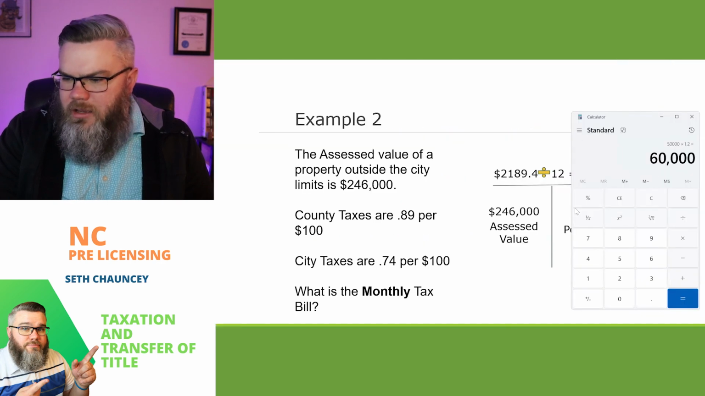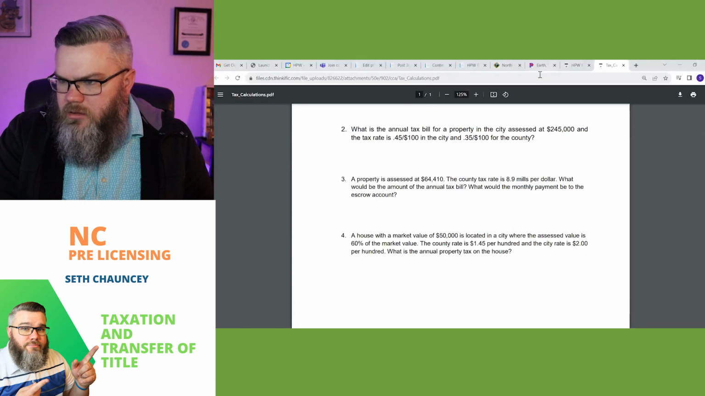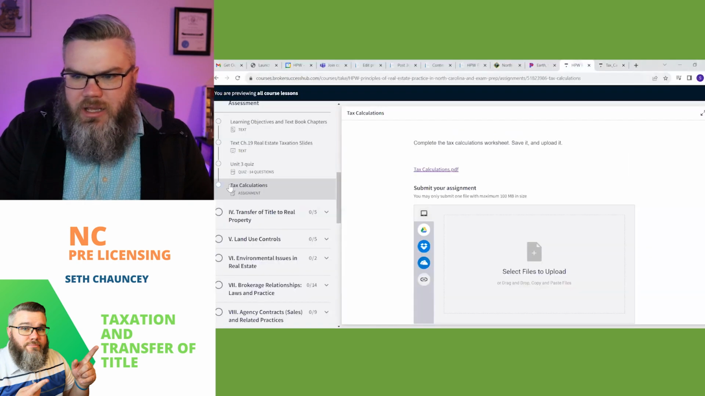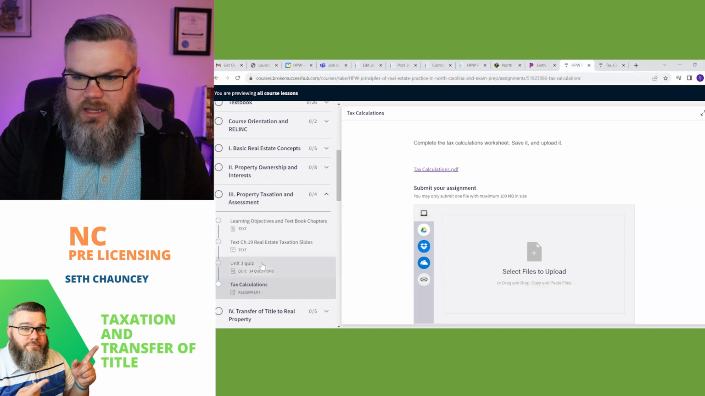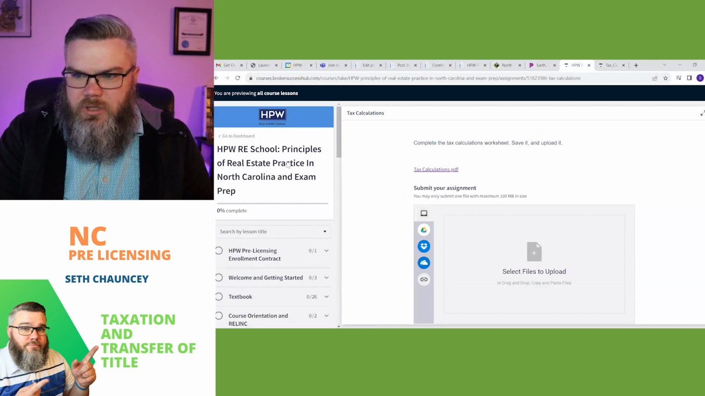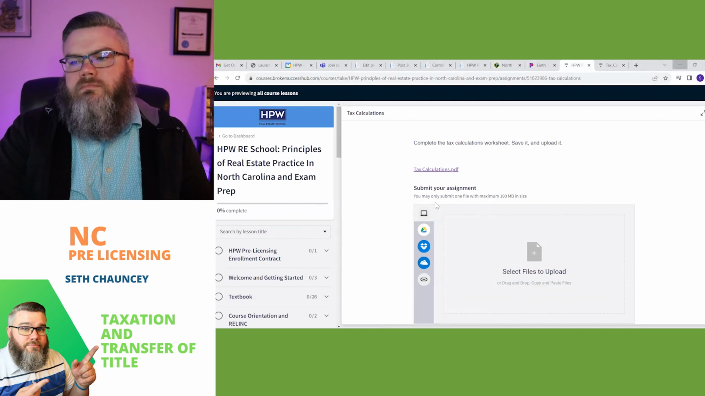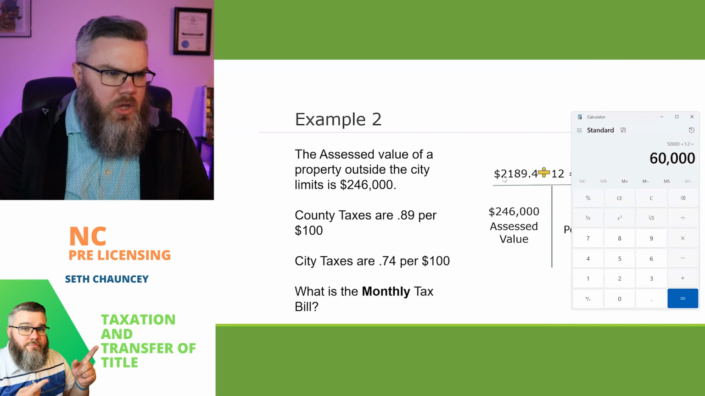Well, in that case, by the way, in case anybody was curious, the worksheet that we're looking at, if you haven't seen it yet, is this tax calculations under property taxation and assessment within this little thing.